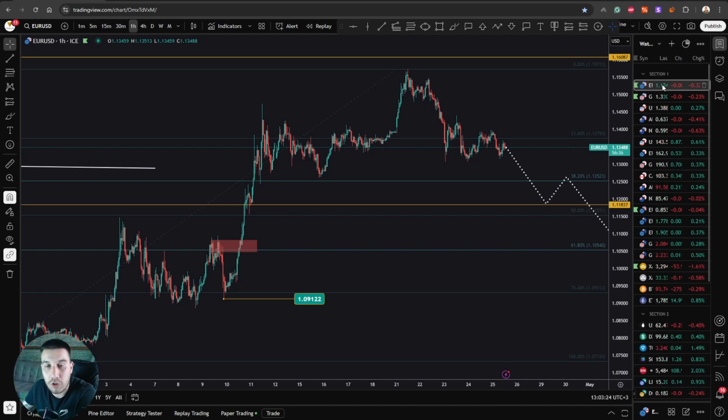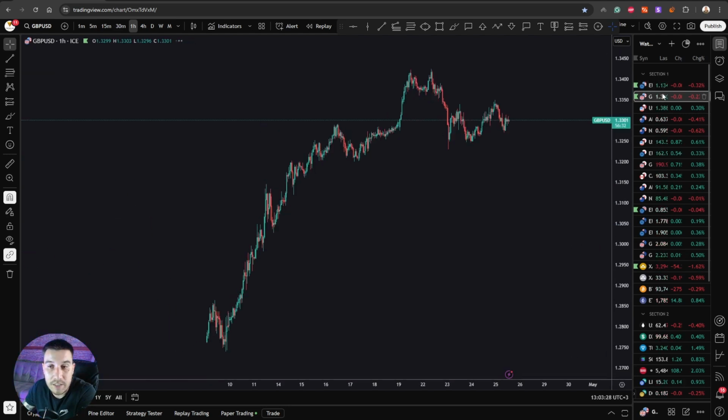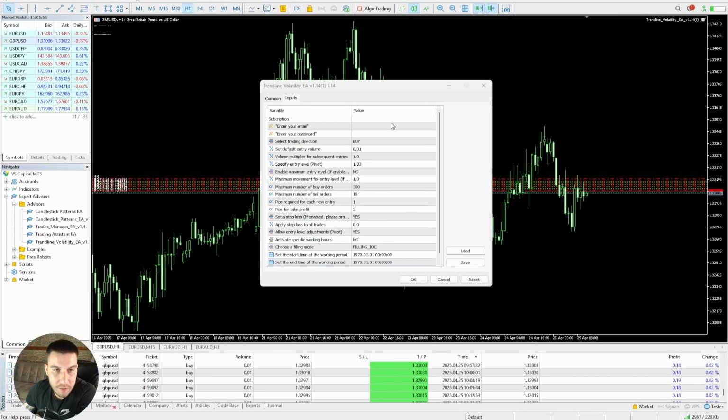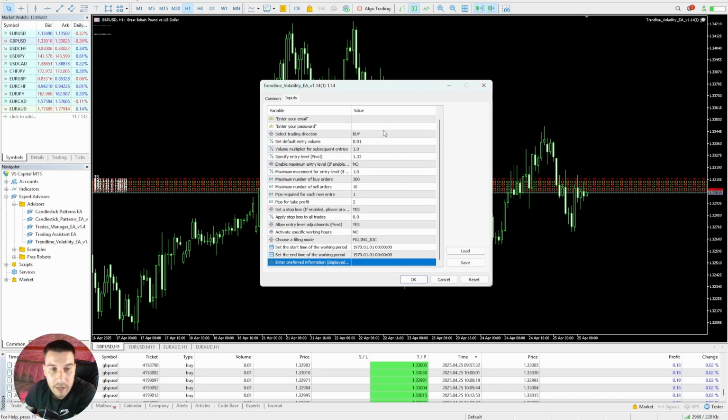But I've also got another account where again I'm running the volatility expert advisor, and this is where I set up the expert advisor to start entering long trades on pound dollar as well. So let's check this out. And here is the parameters window on the expert advisor again on my other account right here. As you can see, again, we're going to be going for long trades, 0.01 lots on each entry.